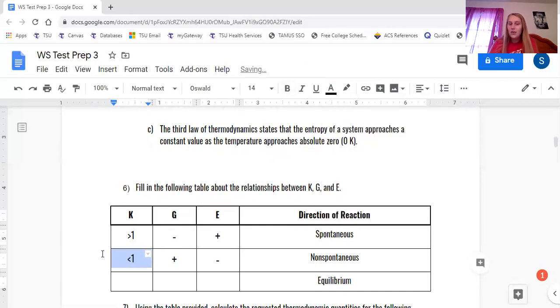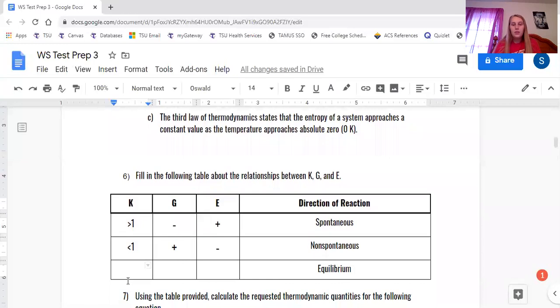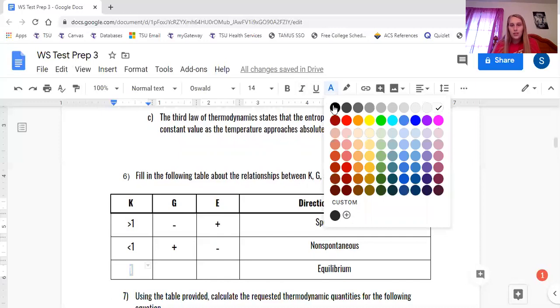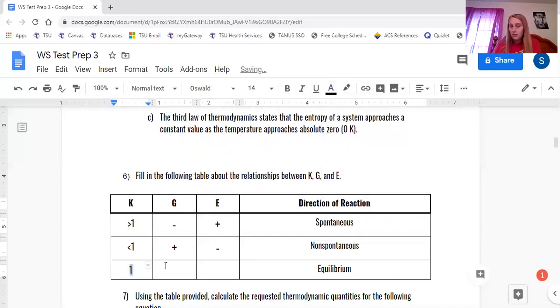So you see these are all opposites for spontaneous and non-spontaneous here. And your E and G will always be opposite of one another. So at equilibrium, not whenever it's spontaneous or non-spontaneous, this is going to be at 1, which makes sense because if it's less than 1 and greater than 1, depending on whether it's spontaneous or not, it's got to be 1 at some point. That's when it's at equilibrium.